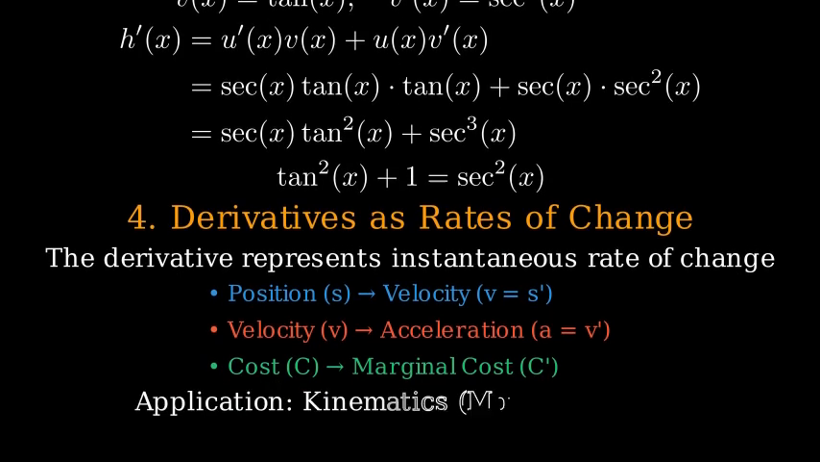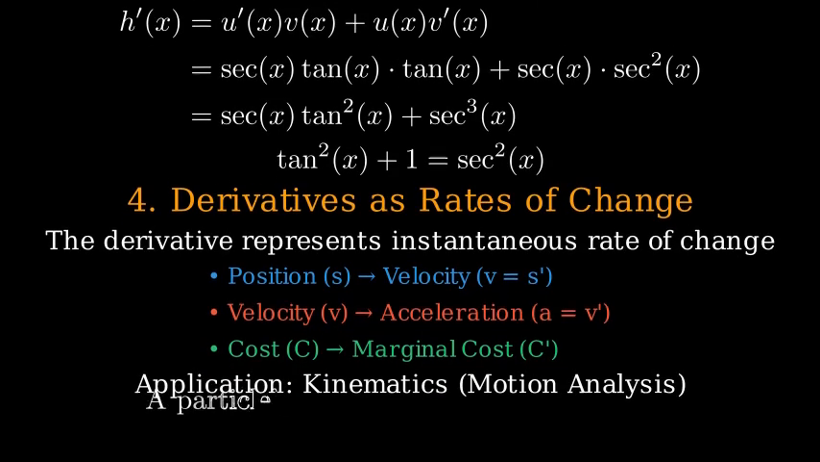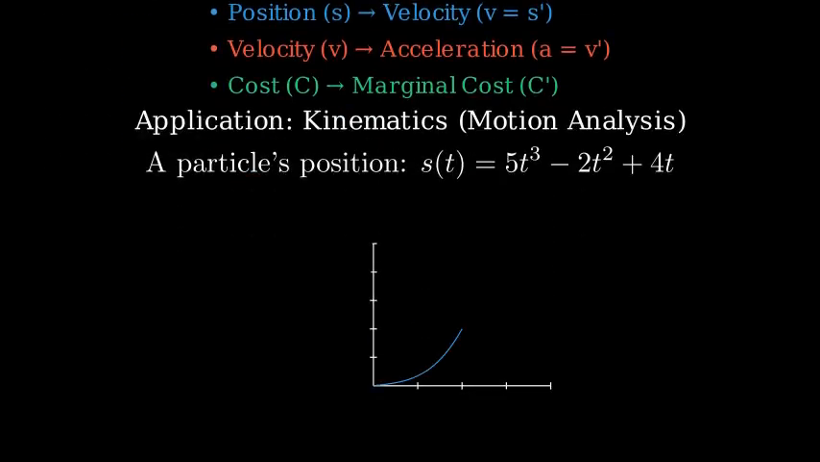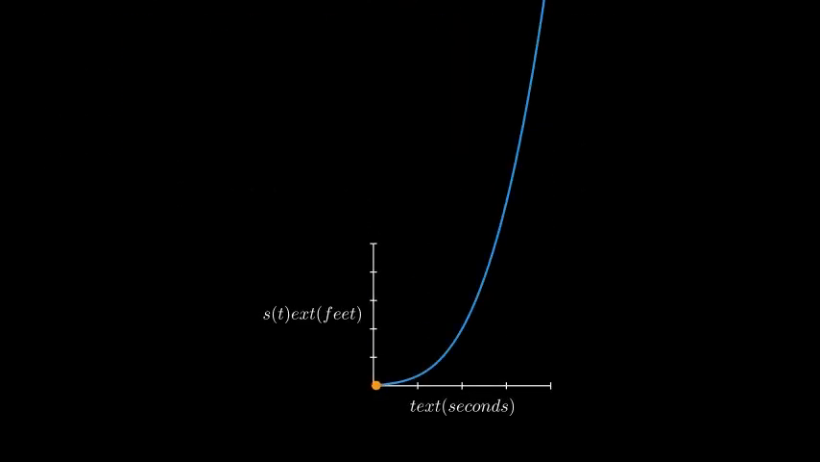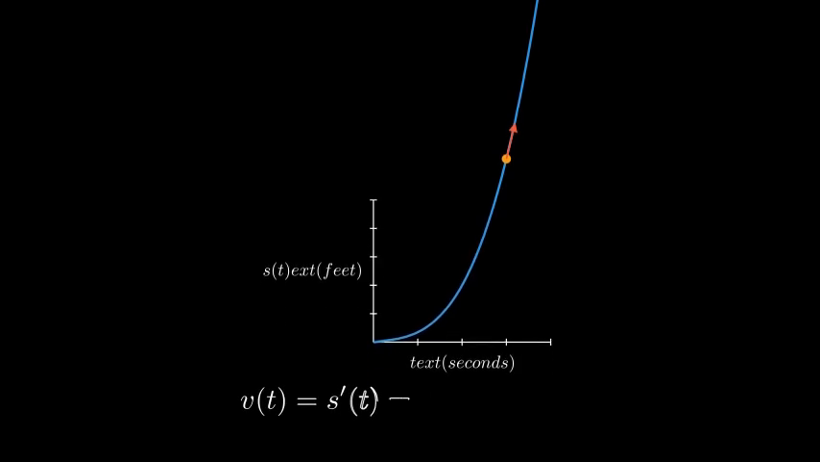Let's solve an example involving rates of change. Example 4. A particle moves so that its position at time t is given by s of t equals 5t cubed minus 2t squared plus 4t. Find the velocity v of t and the acceleration a of t. For velocity, we take the first derivative of the position function.